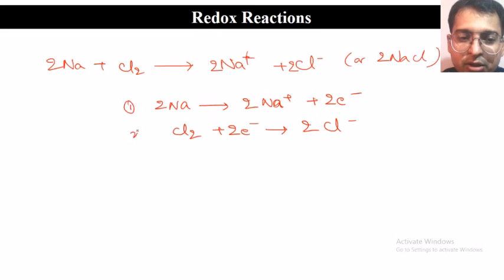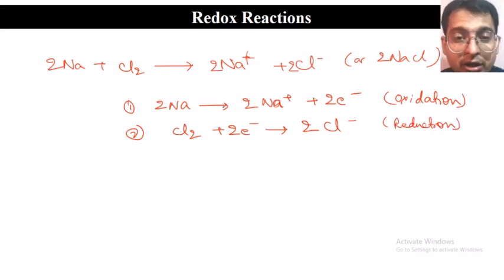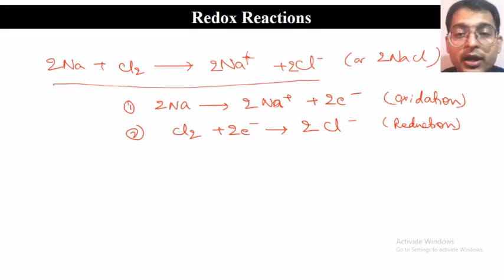What kind of reaction is this? Removal of electrons is oxidation, and here it is gaining electrons, therefore it is reduction. Both of these reactions occur simultaneously, therefore this reaction is known as a redox reaction. Both of them happen simultaneously.